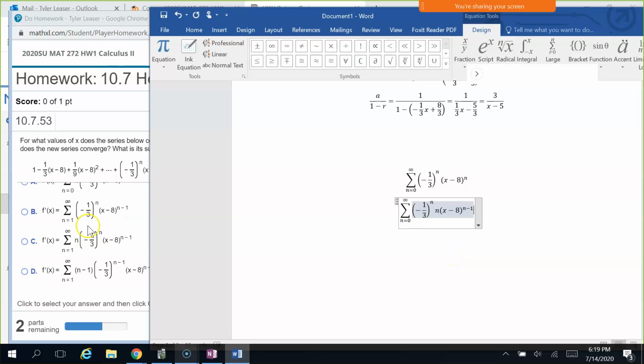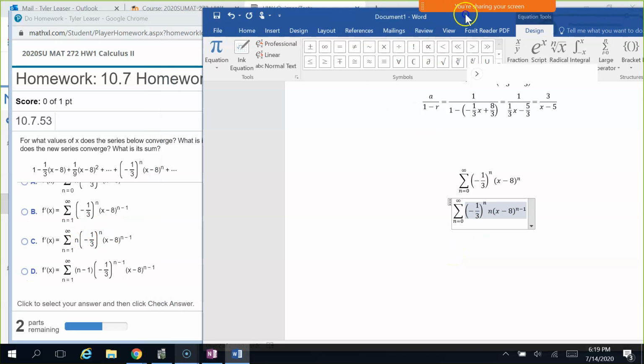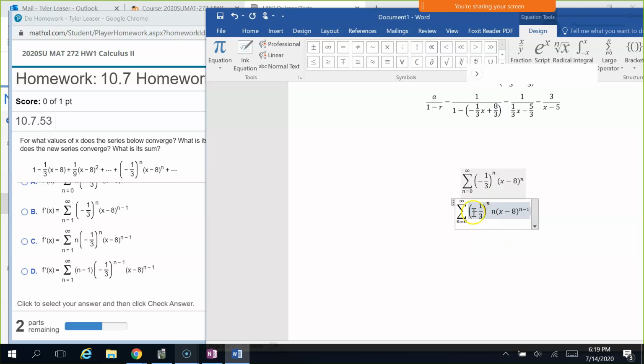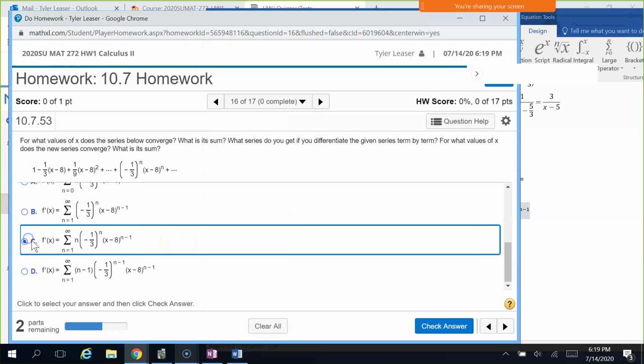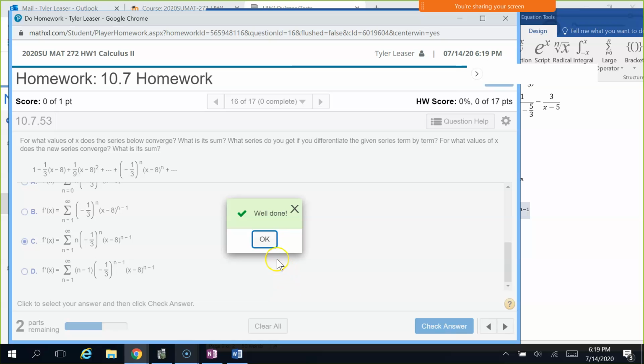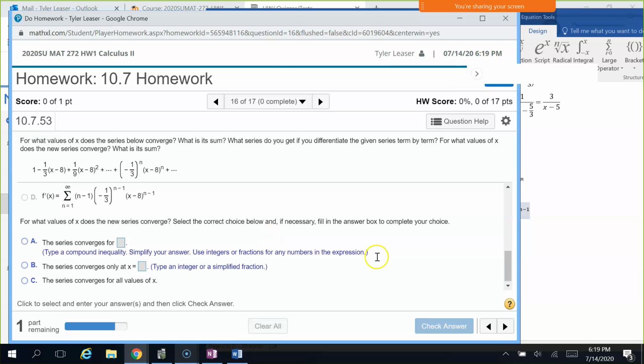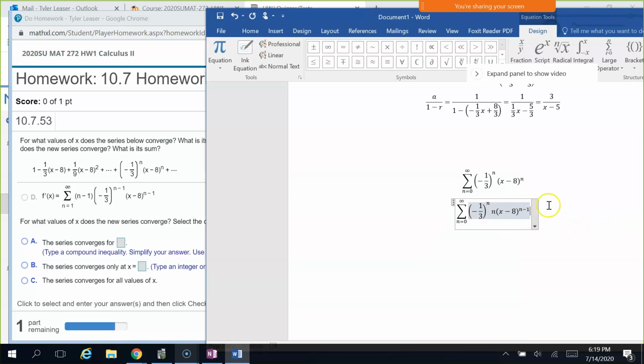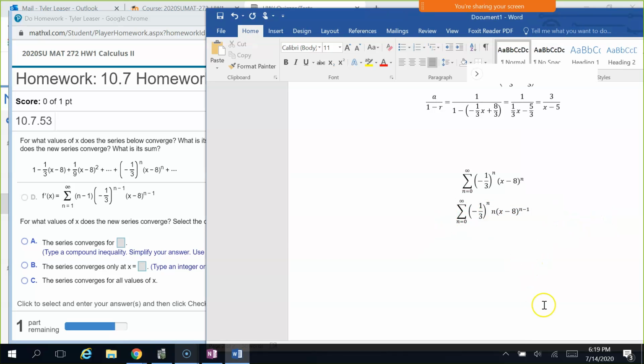Okay, so then just picking the one over here that matches what I have, we have a negative 1/3 to the n, we have just a normal n out in front, and then it's x minus 8 to the n minus 1. It looks like C for the options that I have here. The point of this question is just to show you that you can take derivatives of these power series, and it's kind of neat.